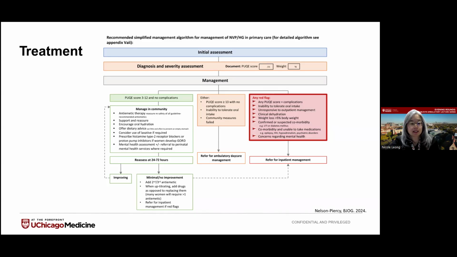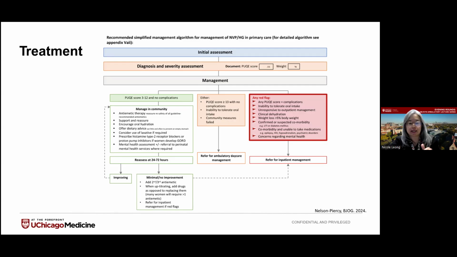If someone's not getting better, we can add additional antiemetics. And then we can get people in, like in our infusion center here, where we can do IV fluids and medications as an outpatient versus admitting somebody to the hospital. And then there's this little red box here that talks about when we should really be thinking, does this patient need to be in the hospital?